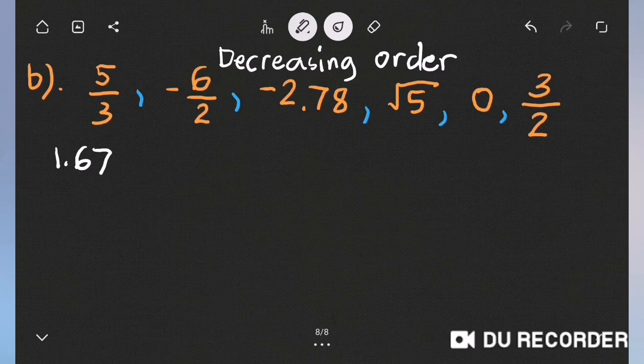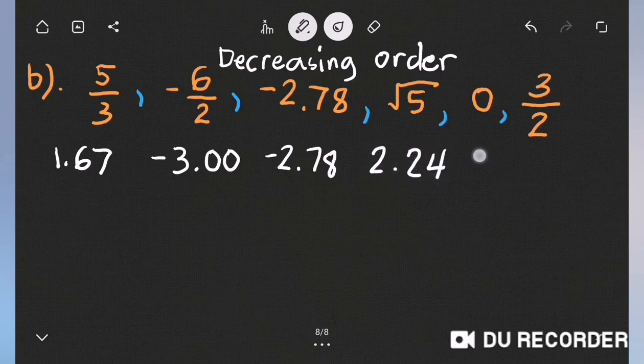So, negative 6, tuloy natin. Negative 6/2 is, 6 divided by 2, pwedeng i-divide. So, we have negative 3.00. Then, negative 2.78, kopya lang natin. Square root of 5 is approximately equal to 2.24, followed by 0. And then 3 halves is equal to 1.50.